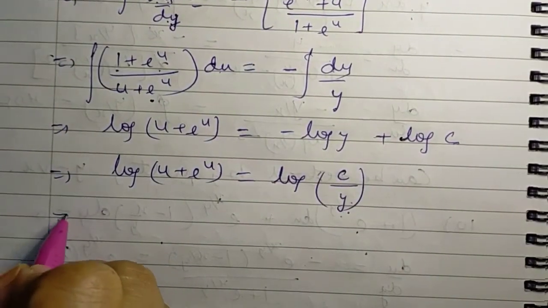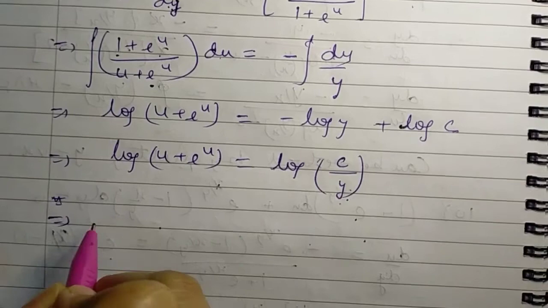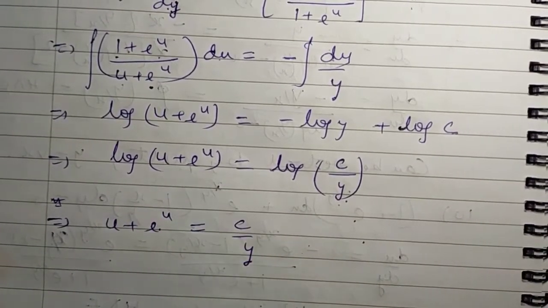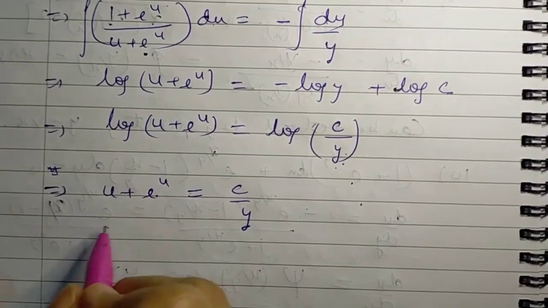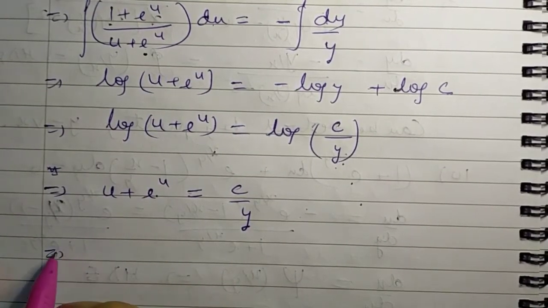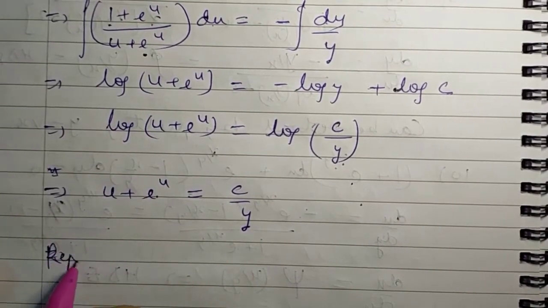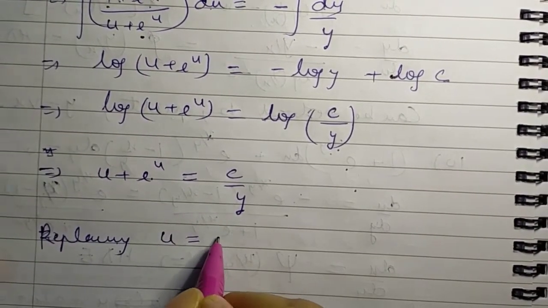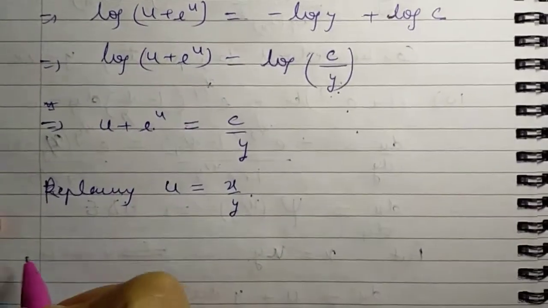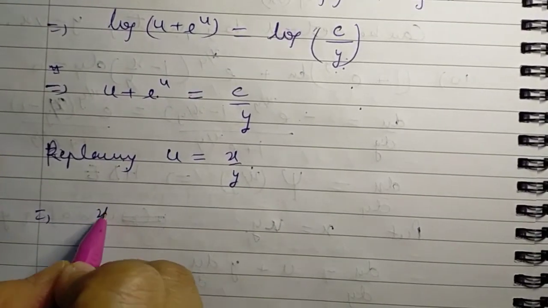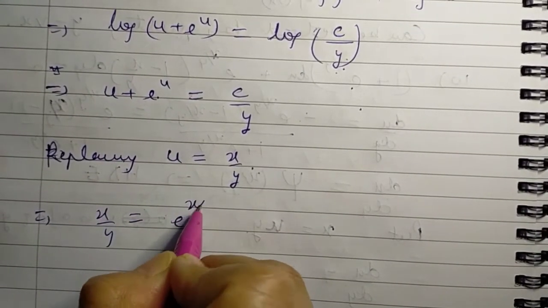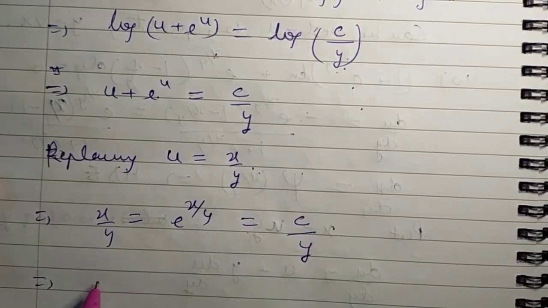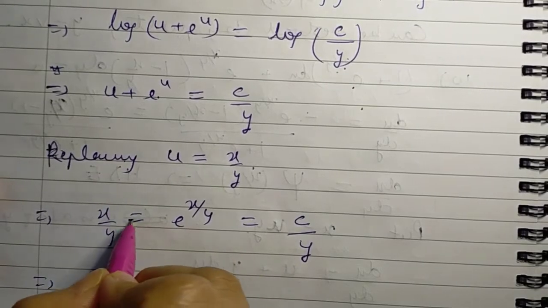Now removing the log, we get u plus e raised to u is equal to c upon y. Now substituting back u as x by y, so what do we get? The answer is x by y plus e raised to x by y is equal to c upon y, and solving we can get, this is plus here.